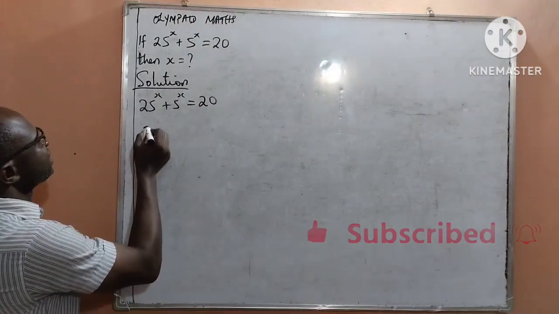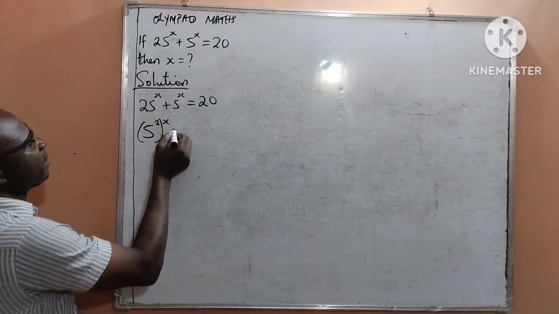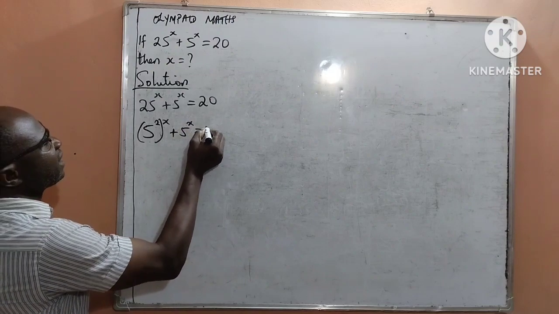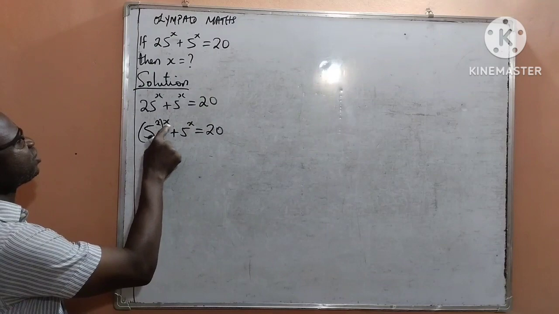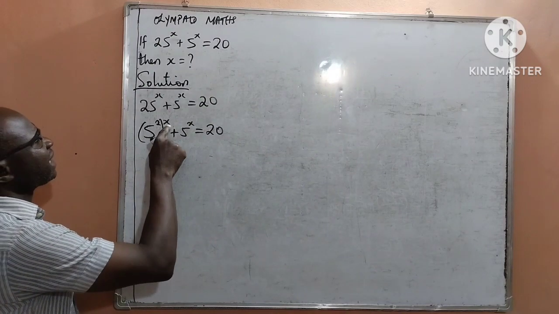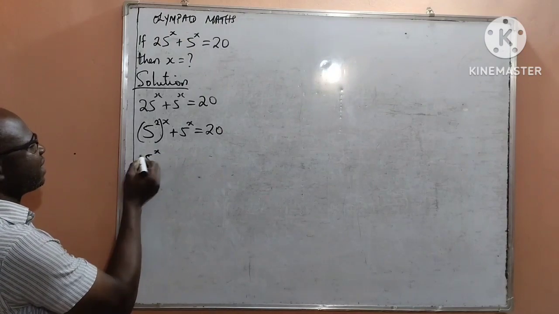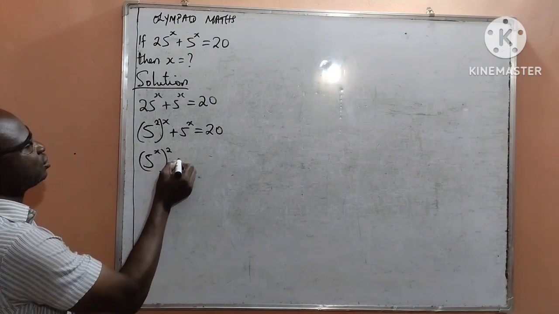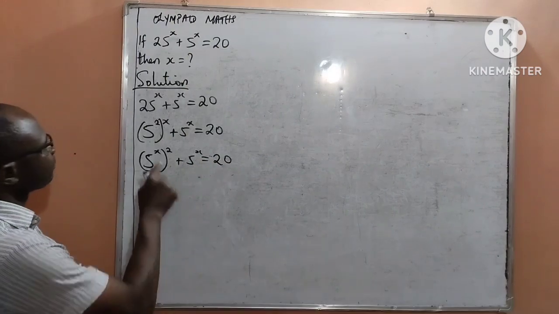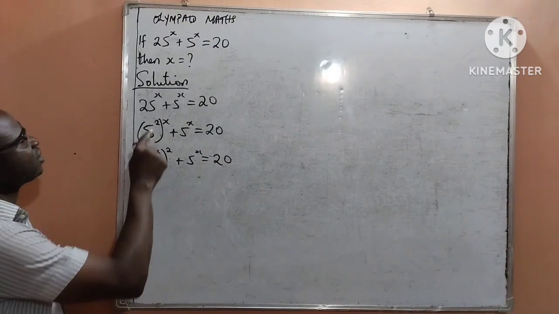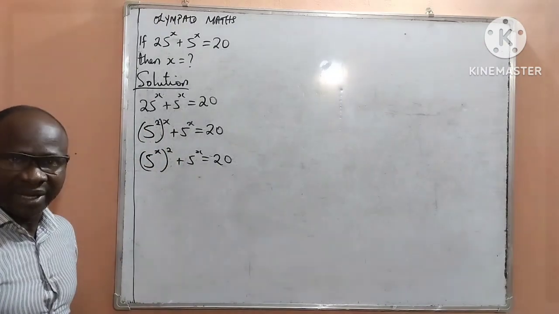25 is the same thing as 5 raised to power 2, then raised to power x, plus 5 raised to power x equals 20. Now, I can switch the positions of power 2 and the x to write it as 5 raised to power x, then raised to power 2, plus 5 raised to power x equals 20, because multiplication is commutative. 2 multiplied by x is 2x, and x multiplied by 2 is 2x.